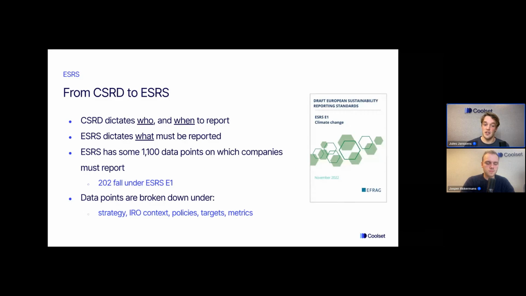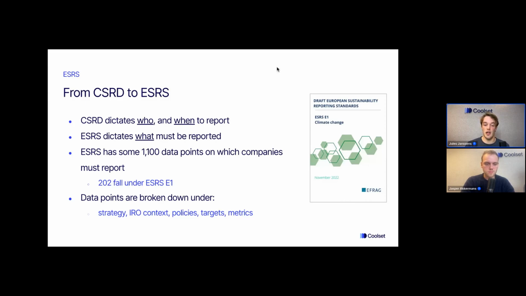So we have CSRD and we have ESRS. So what's the difference between those two acronyms? CSRD dictates who and when to report. So starting from next year, most companies with more than 250 employees need to report. That's part of the CSRD regulation. And the ESRS, the Sustainability Reporting Standards, explain what must be reported. We'll dive into that today.